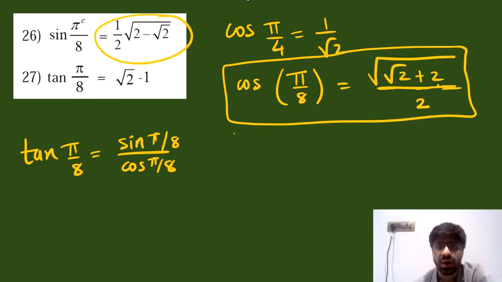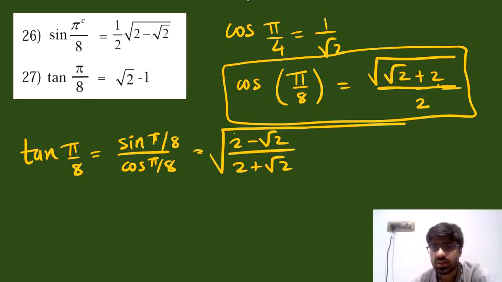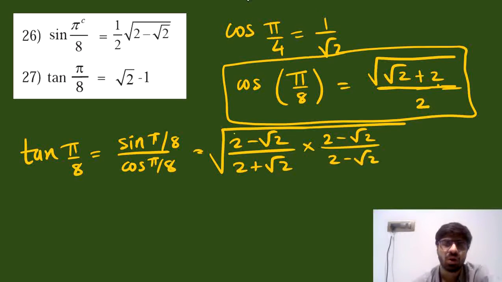This was sin pi upon 8 and we are dividing it with this value. So the 2 in the denominators would get cancelled and we would be left with root over 2 minus root 2 divided by 2 plus root 2. And we can easily rationalize this. Rationalize means we can multiply it with 2 minus root 2 divided by 2 minus root 2. Or you can even take it as plus, it is entirely up to you.